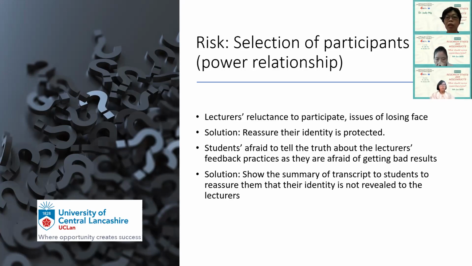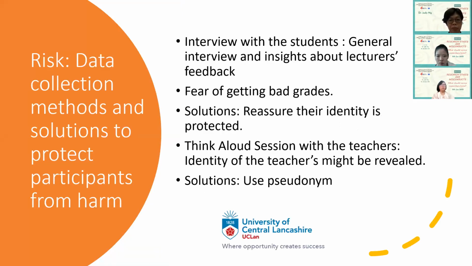And also I knew that the students might be afraid to tell me the truth about their lecturers' feedback. Of course, they are afraid to say, oh, my lecturer never gives me feedback. Because if they say this, they're afraid that I will tell the lecturers, and then they're afraid of getting bad results. So again, I showed the students a summary of the transcript to show that their names are not written there. When I showed the summaries of the transcript to the lecturers, I said student A, student B. So this is how it helped me to select the participants and overcome the issue of power relationship.